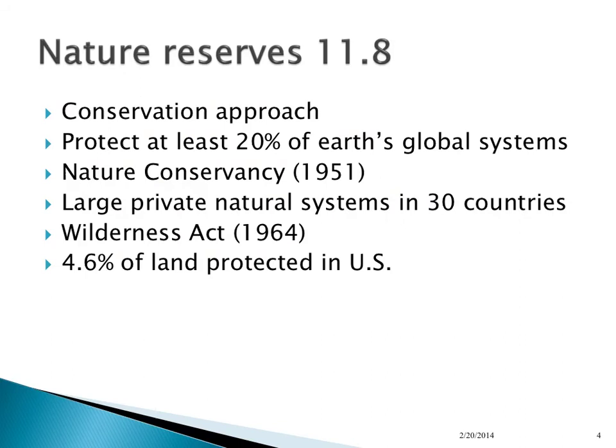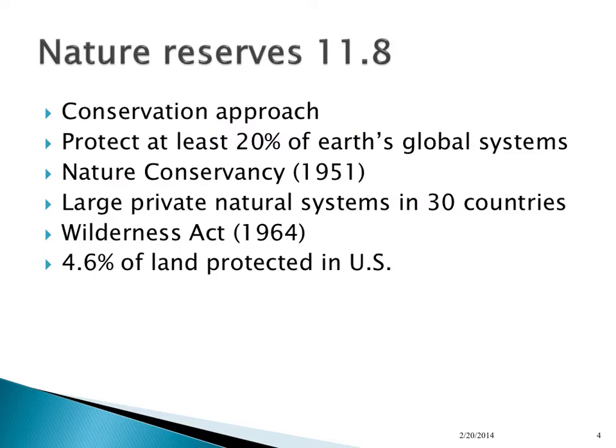We do have things called nature reserves, which are a conservation approach. We want to protect at least 20% of the Earth's global systems, which is really low, actually. It should be higher than that. In 1950, we set up the first Nature Conservancy, large private natural systems in 30 countries. They're private lands that are protected, and you really can't do anything with them. And being private, of course, you can control who comes on and off of them much more easily.